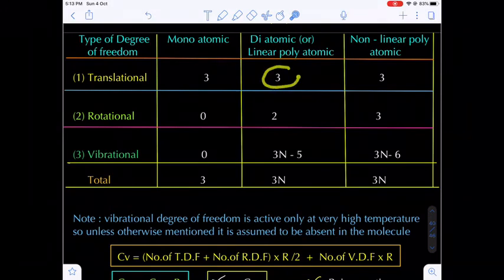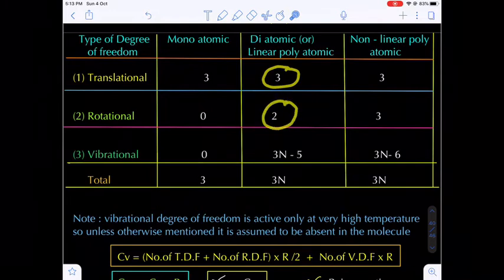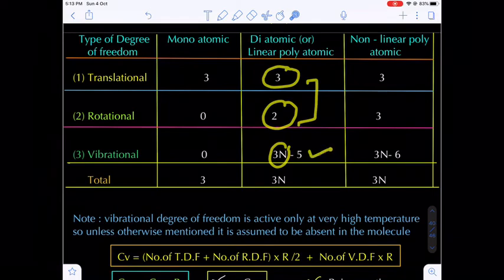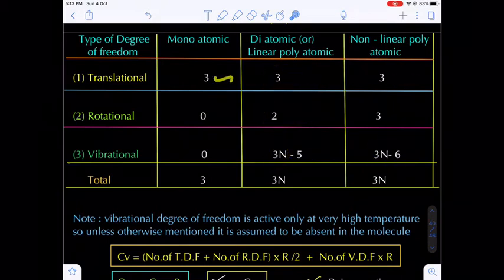Okay. For diatomic, 3 translational and 2 rotational, and the remaining vibrational will be 3n minus 5. Okay. Now come to non-linear polyatomic: translational degree of freedom 3 and rotational degree of freedom also 3, and the remaining vibrational degree of freedom will be 3n minus 6. Okay. Now if you add the total for monoatomic, 3 plus 0 plus 0, that will be 3.